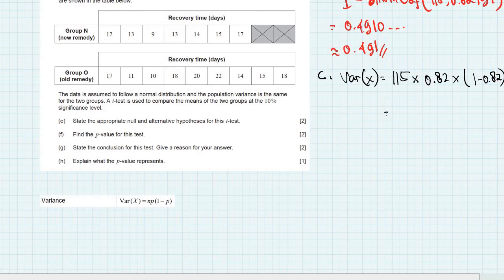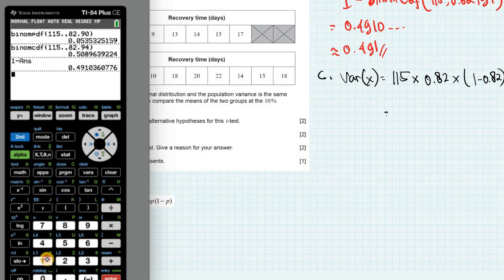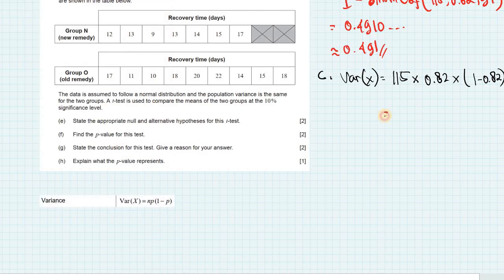Let's input it to our calculator. We have 115 times 0.82 times 1 minus 0.82, close bracket, enter. We have 16.974, or approximately 17.0. Okay, that's for question C.